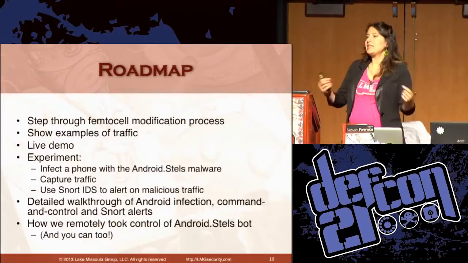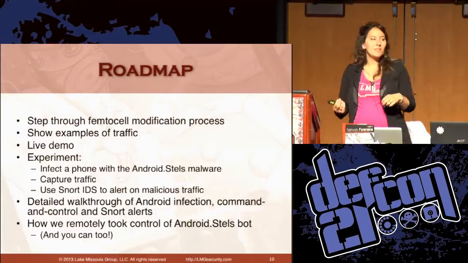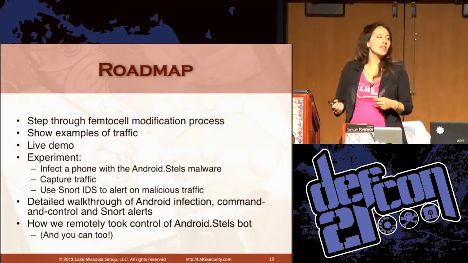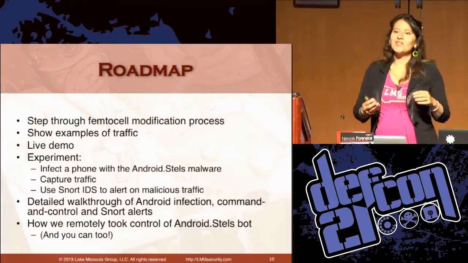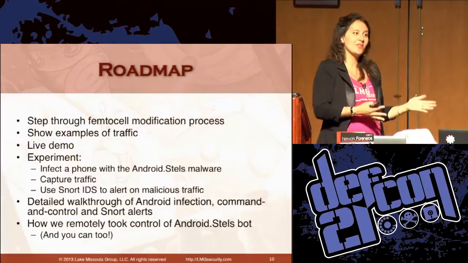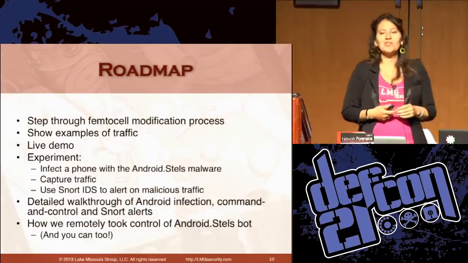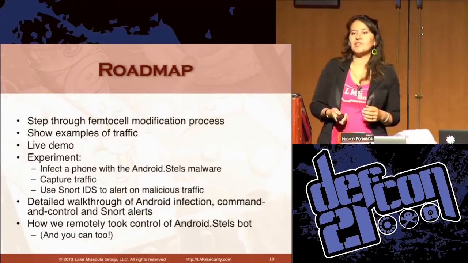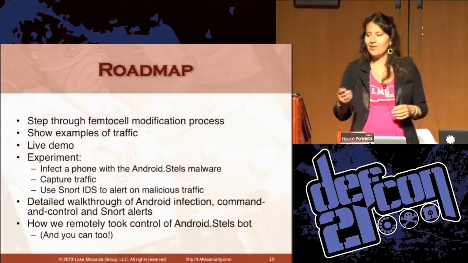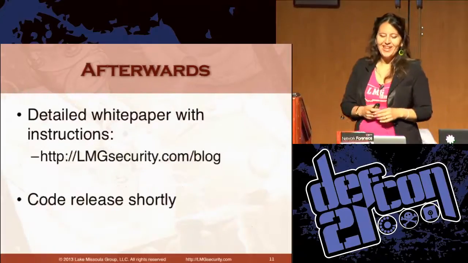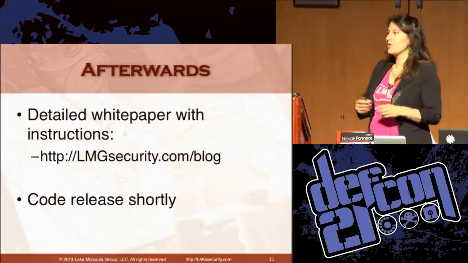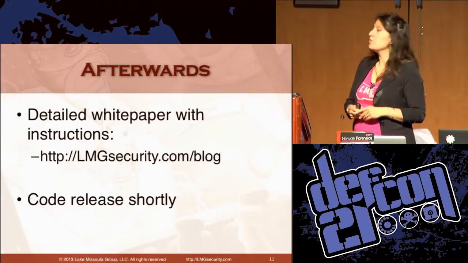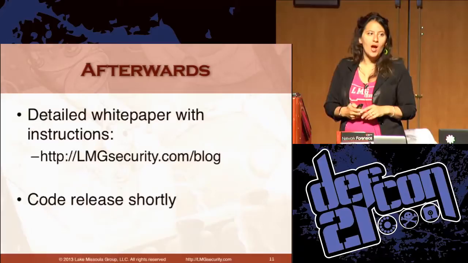Then we're going to do a detailed walkthrough of the Android Stealth malware and show you how it communicates. And finally, Scott and Randy Price did the device forensic analysis, so she'll show how it corroborated with the network forensics. And Scott Fretheim is going to show you how he took over the Android Stealth malware and controlled it. So we got a lot to cram in here. There's also a detailed white paper that we put up. It's 77 pages, lots of information for you afterwards. lmgsecurity.com/blog.